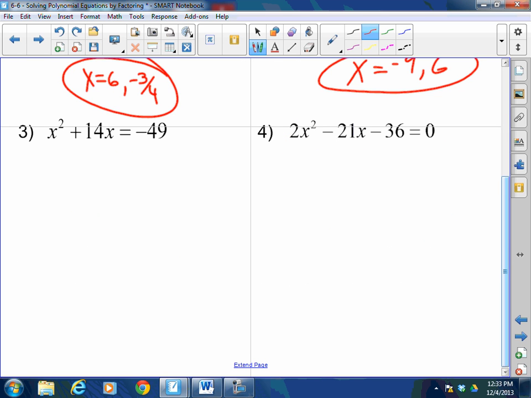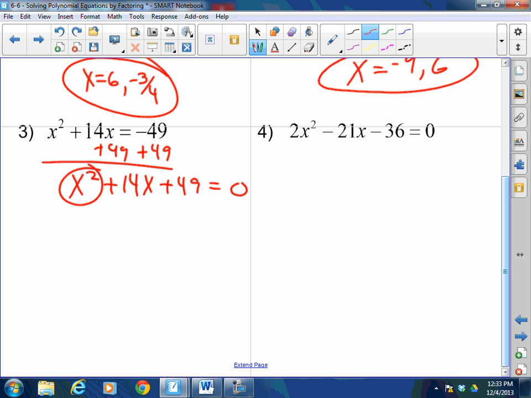Great job. Okay, how do I set this equal to 0? By chance, does anyone recognize what kind of trinomial this is? Very good. That's a perfect square. What's the square root of that? What's 7 times x times 2? It works. So it's x plus 7 squared equals 0.